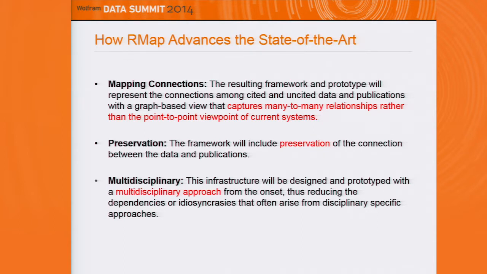The notion of preserving the connection between the data and the publications is also very important. So frequently, those connections are lost. Scholars move to new institutions, repositories forget that they have certain data, the data isn't curated. Also, the notion that this is multidisciplinary. Disciplines have their own idiosyncrasies. They're there for certain reasons, but they also can make it difficult to have a comprehensive view. And there can be instances in which data from one discipline is actually relevant to another discipline.